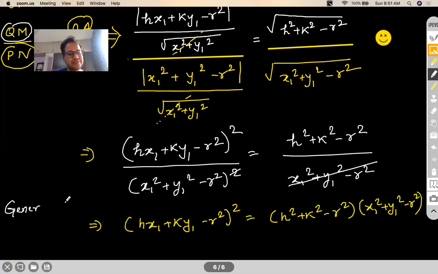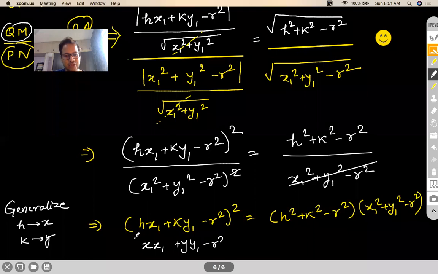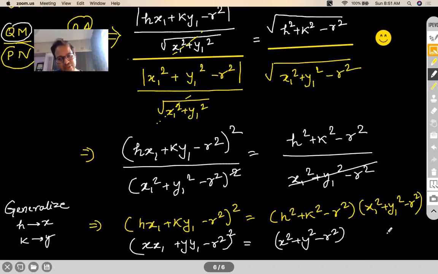We replace our h with an x and k with a y. So on doing that, you'll end up getting x x1 plus y y1 minus r square whole square. This will become x square plus y square minus r square. And this becomes x1 square plus y1 square minus r square. In fact, it doesn't change.